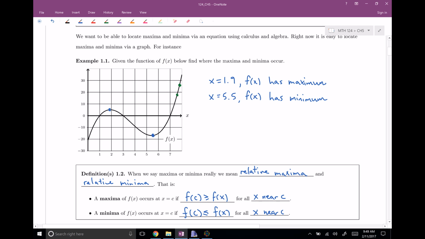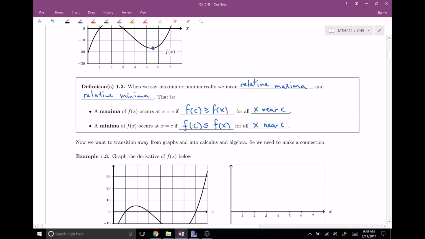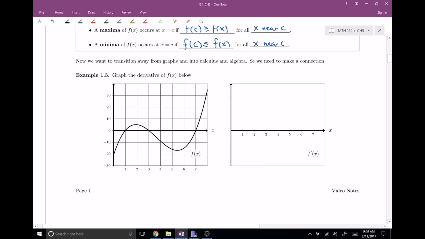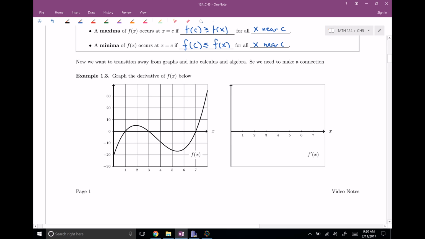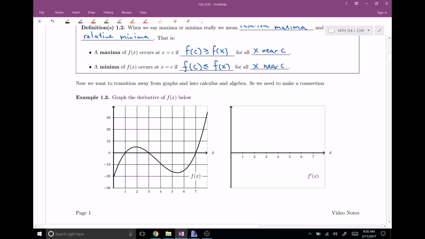We would like to be able to transition to using an equation along with some calculus knowledge and a little bit of algebra in order to find minima or maxima. And in order to do that, we're going to start transitioning, but I need to bring up this one fact, and so I wanted to notice it here. Let's draw the derivative, and I'll just tell you what the fact is.